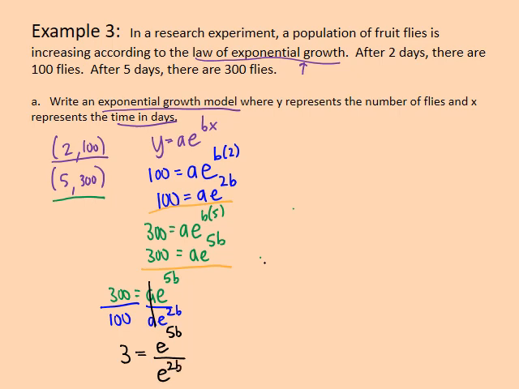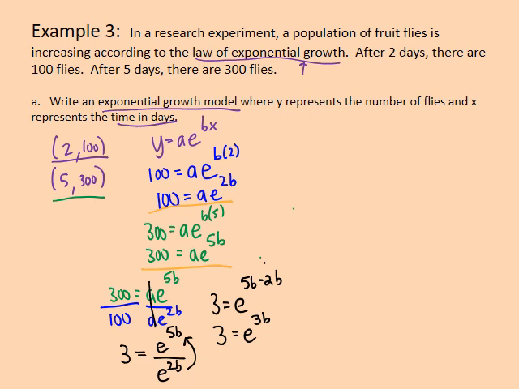Now, since the bases are the same, we can subtract our exponents. So we can bring this up by subtracting it. So what we have is 3 equals e to the 5b minus 2b. So when you subtract 2b from 5b, you get e to the 3b.